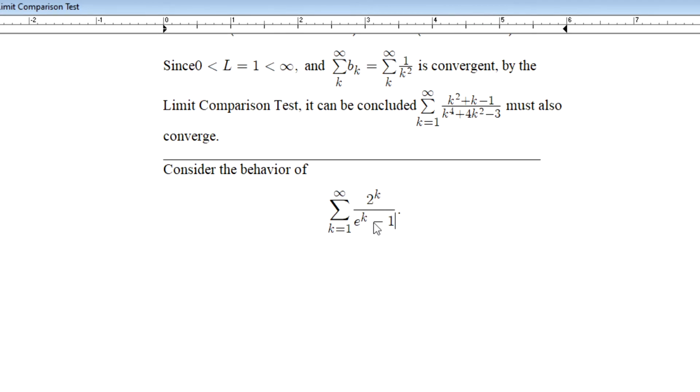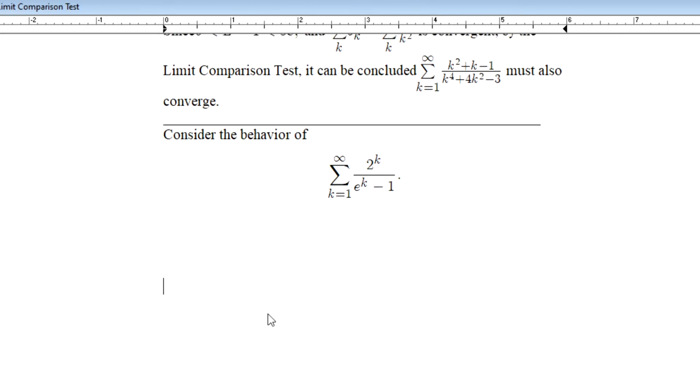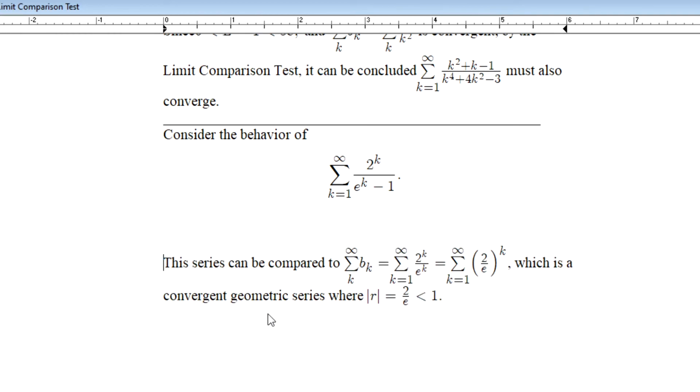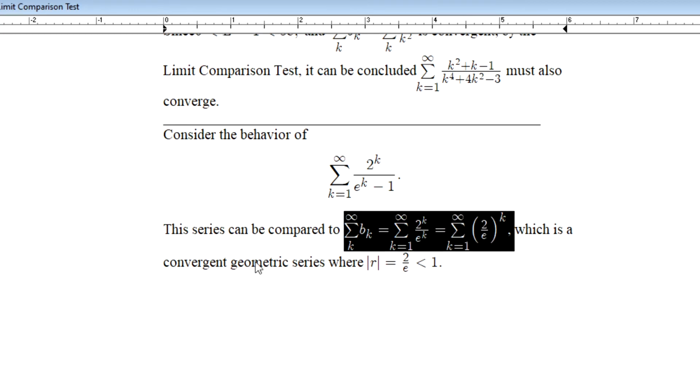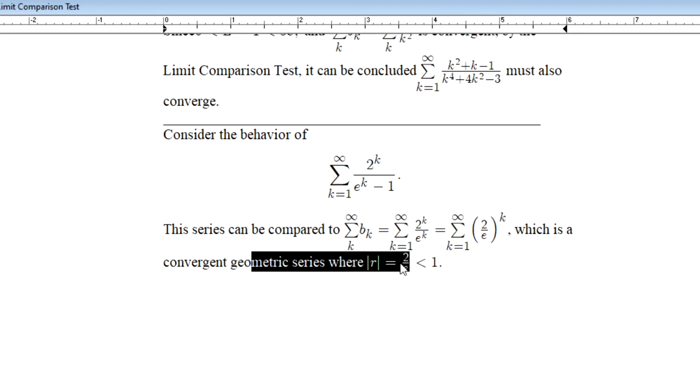Right? Again, I eliminated the -1 in the denominator and then brought the k out as just a power on the fraction 2 over e. And what that says is we're going to compare to that convergent geometric series, 2 over e raised to the kth power. This series can be compared to this series here, which again we note is a convergent geometric series because 2 over e is 2 over 2.72 thereabouts, which is certainly smaller than the value of 1.